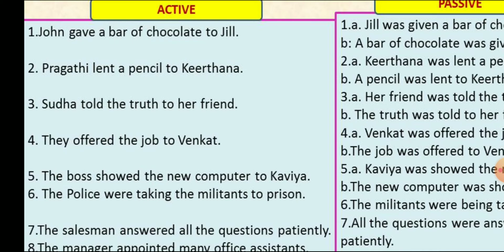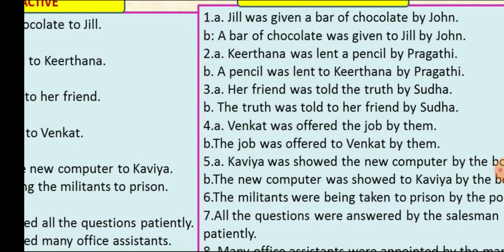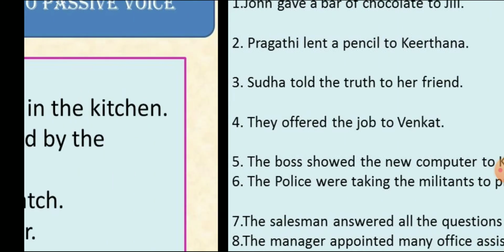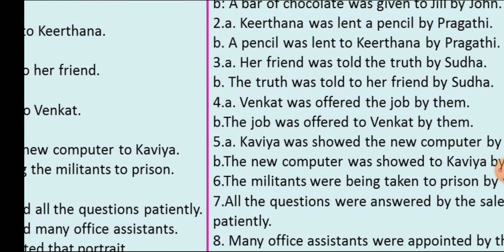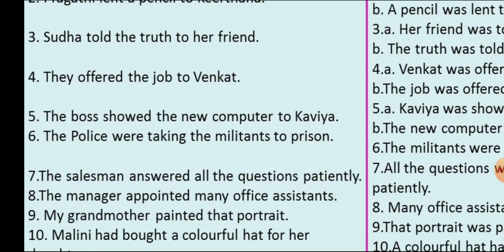Sudha told the truth to her friend. Here two objects, that is truth and her friend. So you can make subject her friend or the truth, and you can frame the sentence: her friend was told the truth by Sudha. The truth was told to her friend by Sudha. Both are correct. They offered the job to Venkat. Venkat was offered the job by them. The job was offered to Venkat by them. Both are correct.